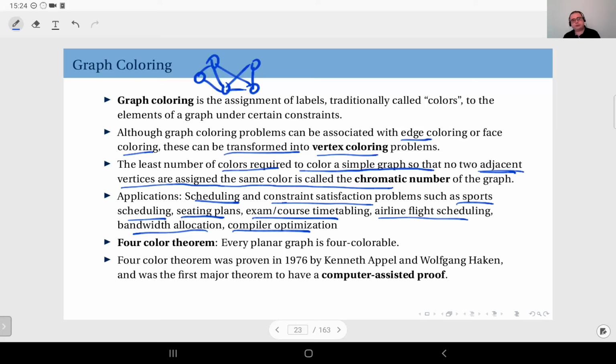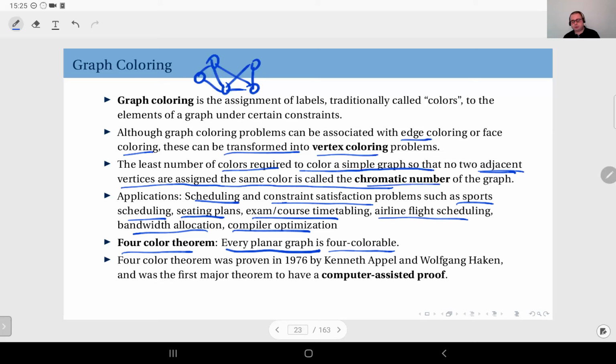Also attached to this problem, we have a very significant theorem called the four-color theorem. It states that every planar graph is four-colorable. This means, in a sense, when you have a planar simple graph, the number of colors required at most to color the vertices so that no neighbors have the same color is equal to 4, or the chromatic number is at most 4 for planar graphs.